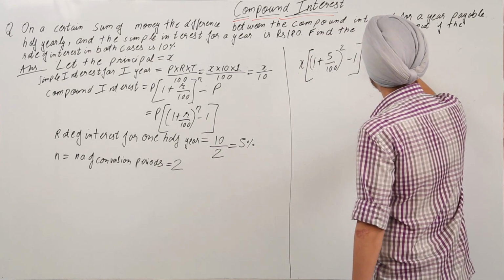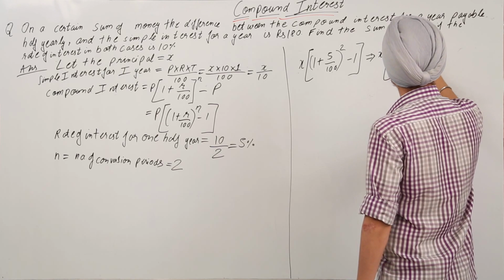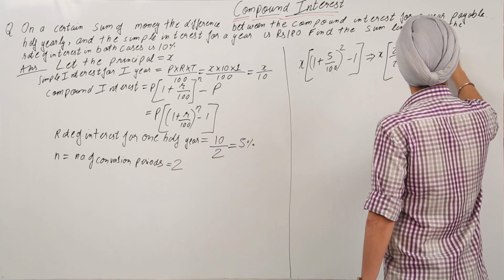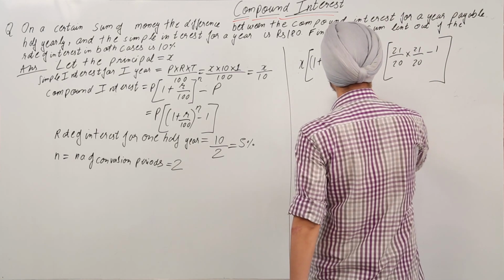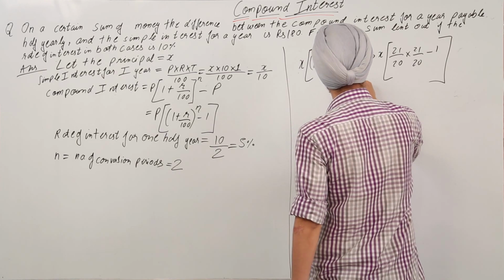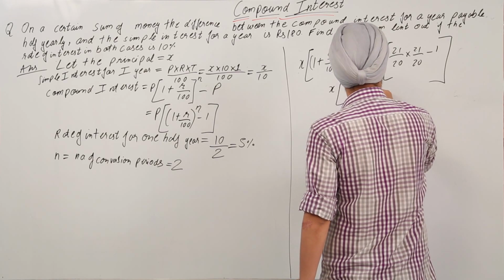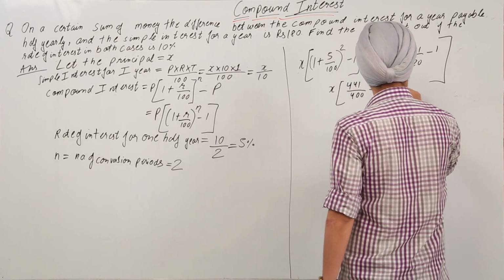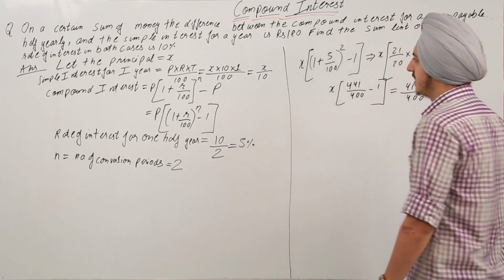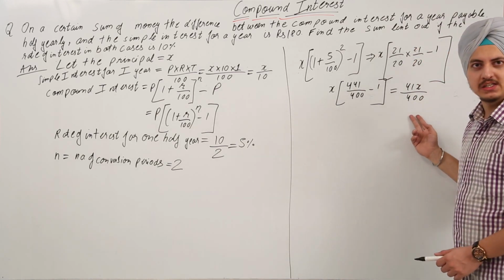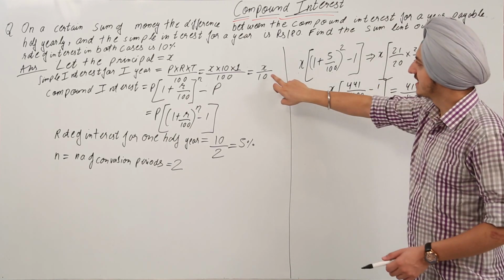Now this further gives us x into 21 by 20 into 21 by 20 minus 1. This is again equal to x into 441 upon 400 minus 1, which is equal to 41x upon 400. So this is the compound interest if the interest is compounded half yearly, and this is the simple interest.